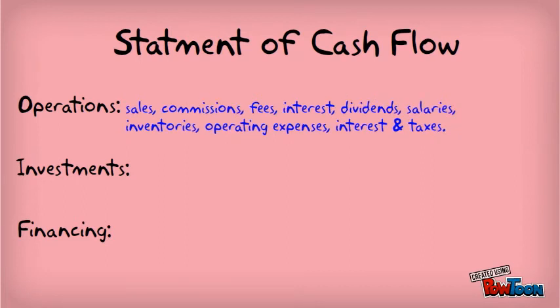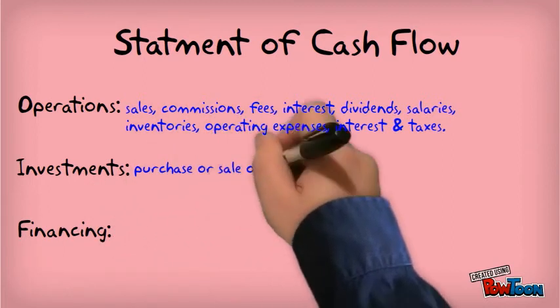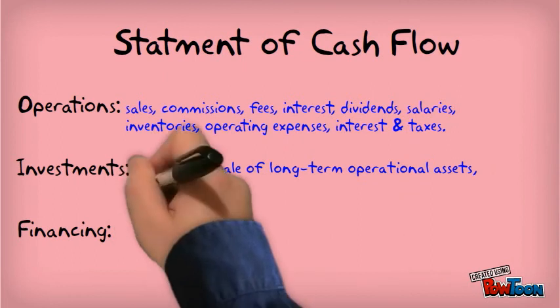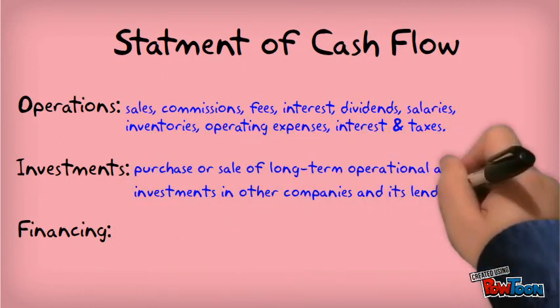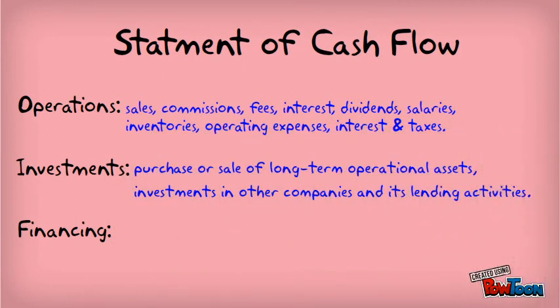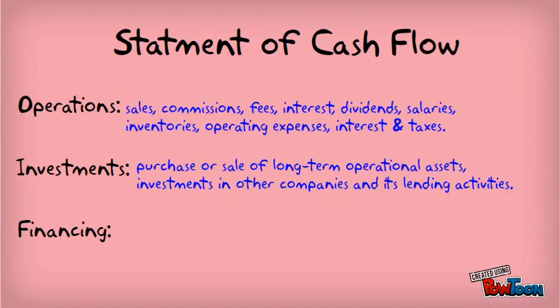Next, we have cash flow for investments, and this would include cash flow generated from a purchase or sale of long-term operational assets, if the company is investing in other companies, and if it has any lending activities. So for the shoe company, let's say that the factory has a piece of shoe machinery that is slightly outdated, and they decide to sell it and purchase a new machine. The money from the sale of the old machinery and then the money used to purchase the new machinery would go under this section. So if the shoe company chose to invest in some other companies, then any profits or losses from those investments would be listed here as well.